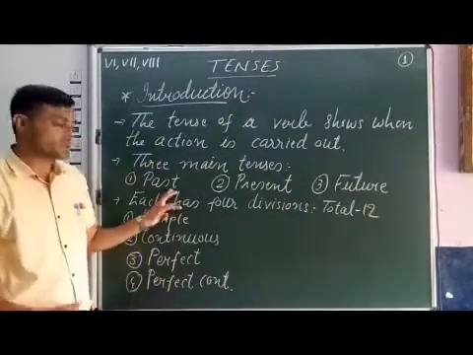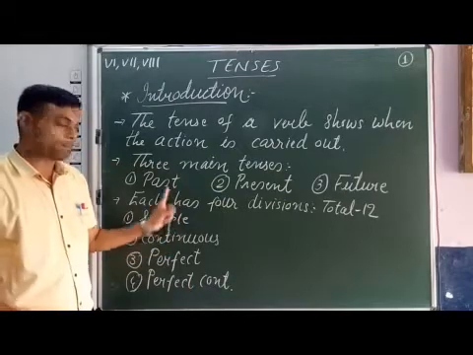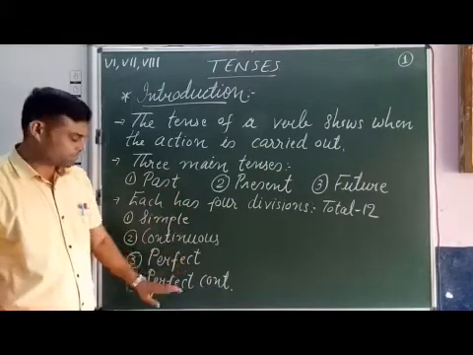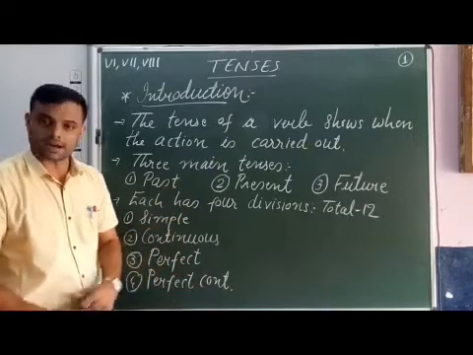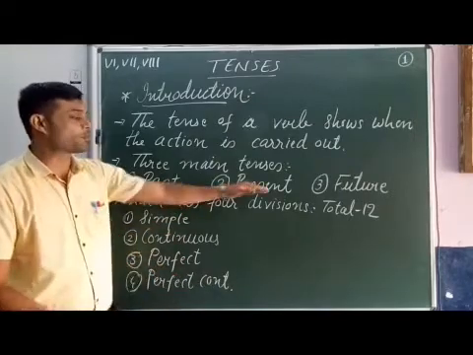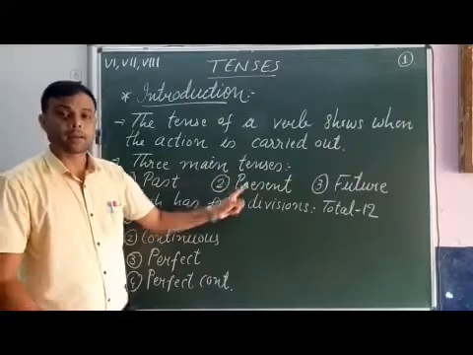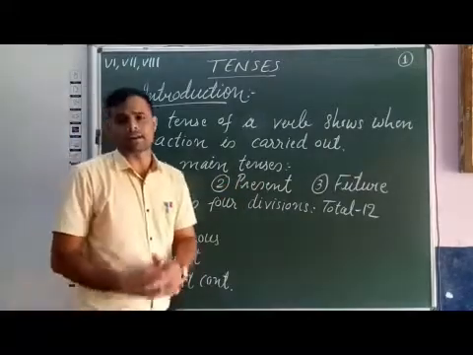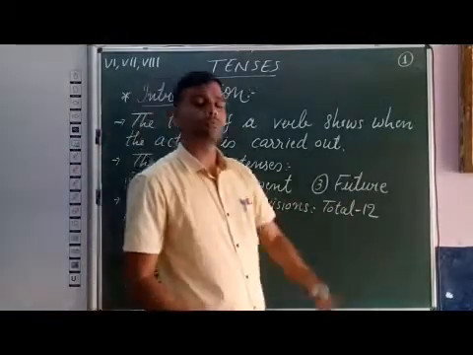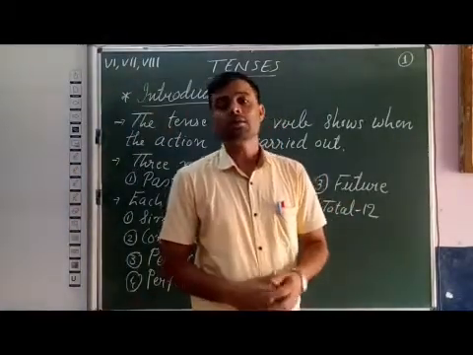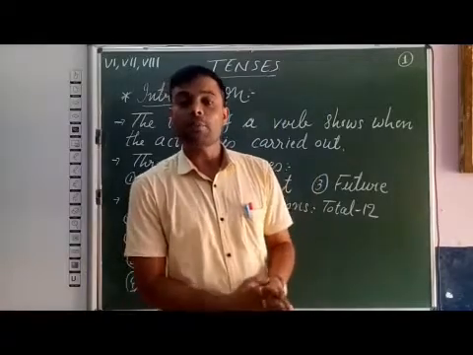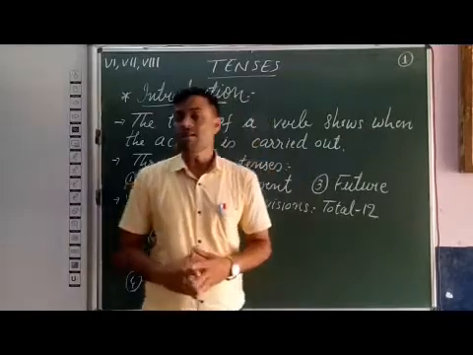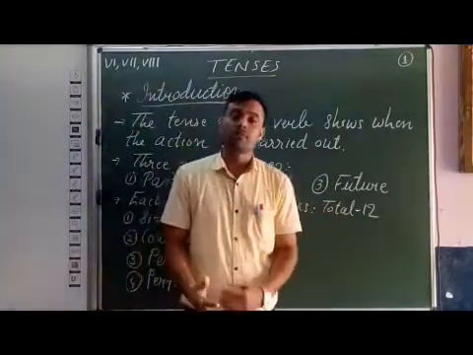Now see, first past: simple past, past continuous, past perfect and fourth past perfect continuous. Then next move to present: simple present, present continuous, present perfect and present perfect continuous. Next comes future: simple future, future continuous, future perfect and future perfect continuous. So total 12 tenses we have to study.